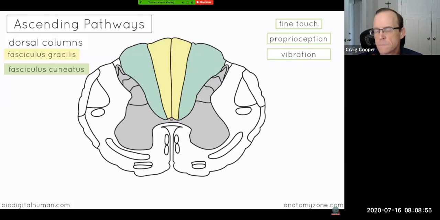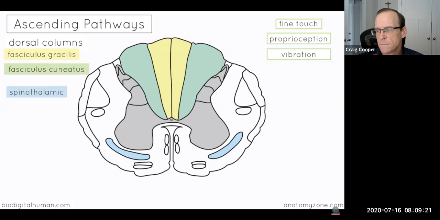And how to remember this is that your arms are lateral to your legs, and you know from the previous mnemonic that the fasciculus cuneatus carries fibers from the upper limb. So because your arms are lateral to your legs, the fasciculus cuneatus is lateral to the fasciculus gracilis in the spinal cord. So next we've got the spinothalamic tracts. So these I've just highlighted in blue.